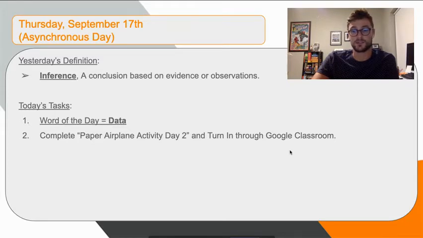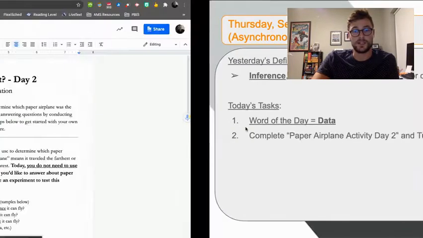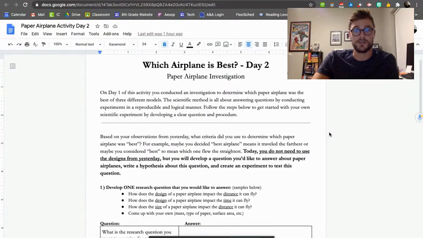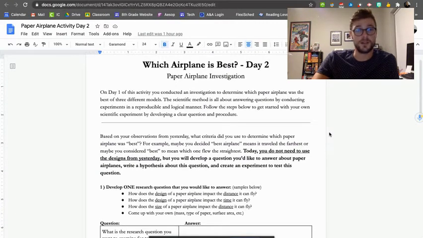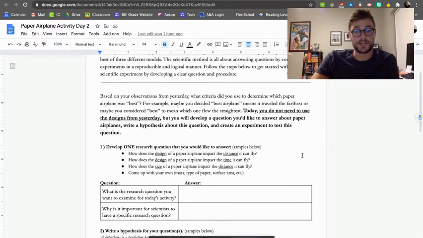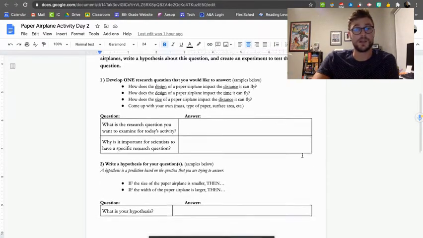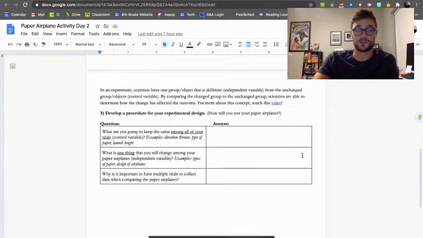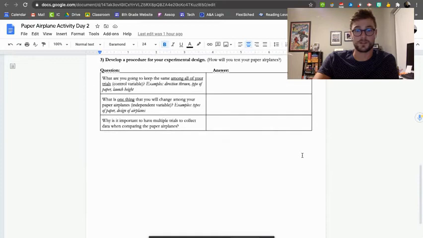So when you find it on Google Classroom, it looks something like this. Yesterday was day 1. You decided which airplane was best, and you may not have done something that resembled a scientific investigation, but that's okay because today we're going to help you set one up so that tomorrow we can go through it and you can collect your own data on your research question.